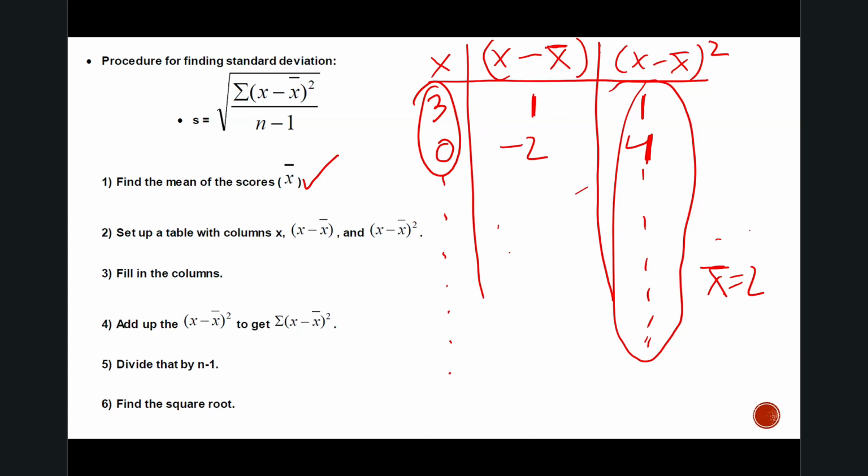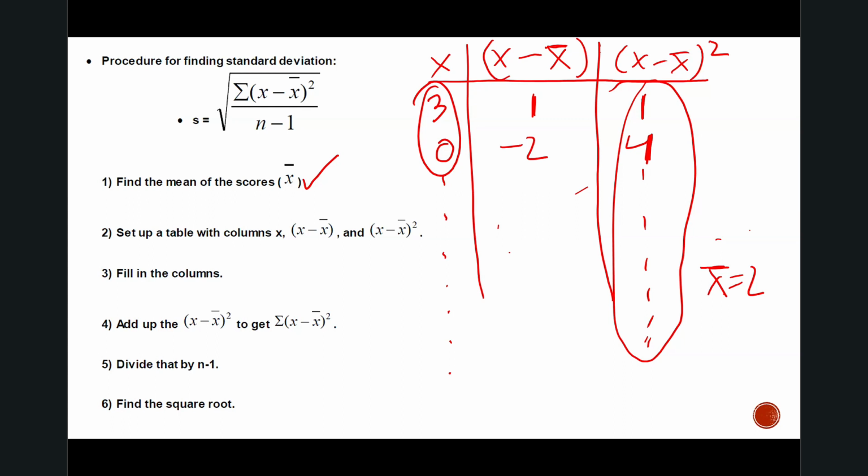Yes, Bobby. The second column is the one that is the x in the equation. The second column is x minus the mean, which is how much different each data piece is from the mean. So in this case, if the mean is 2 and the data piece is 3, you do 3 minus 2, which is 1.